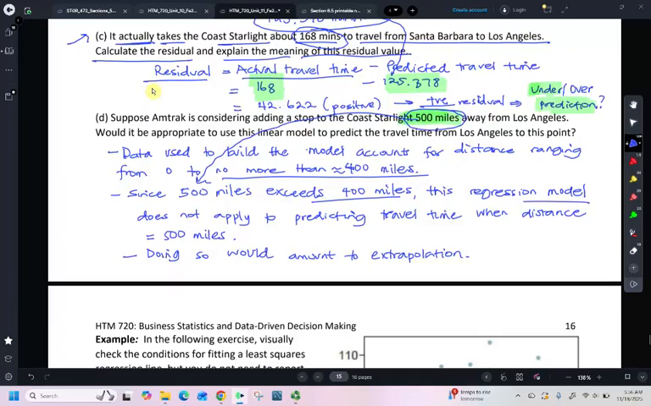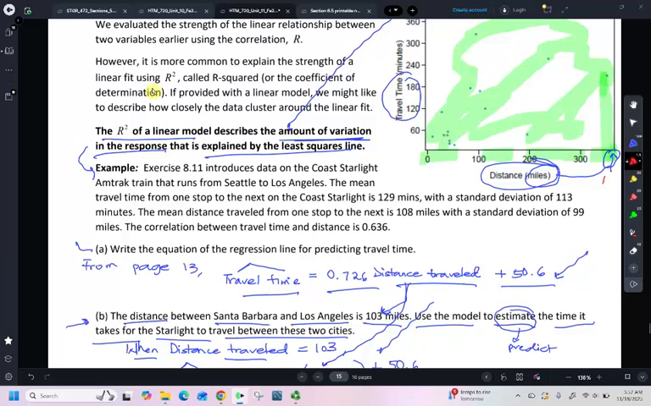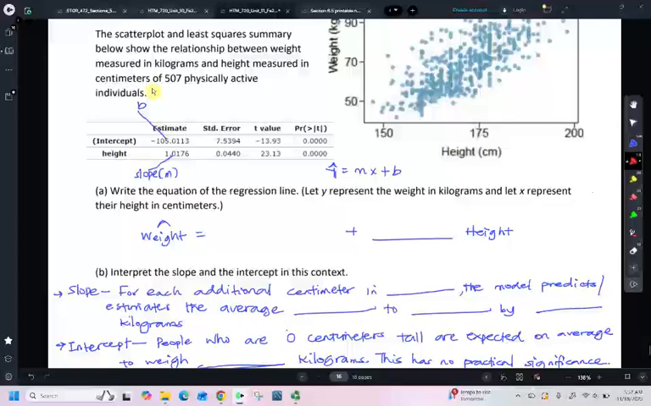So this regression model does not apply to predicting travel time when distance is about 500 miles, because doing so would amount to extrapolation, which we're not encouraged to do because we don't know how the model behaves past 400. It might no longer be linear. It might now be curved or anything else.